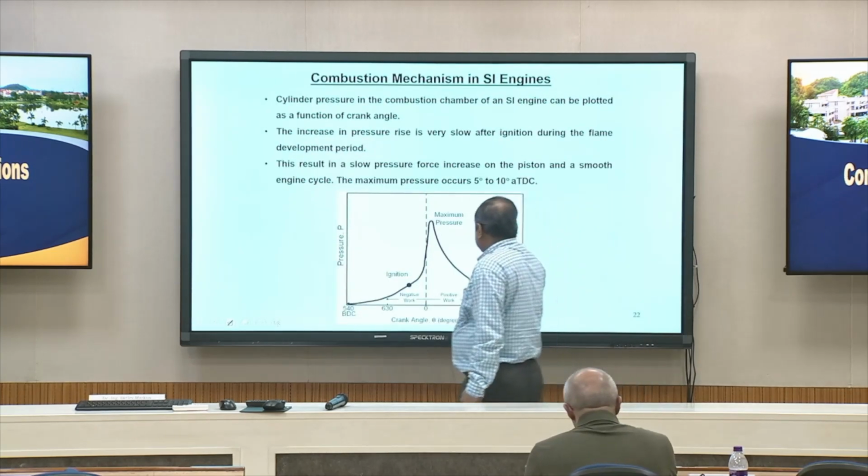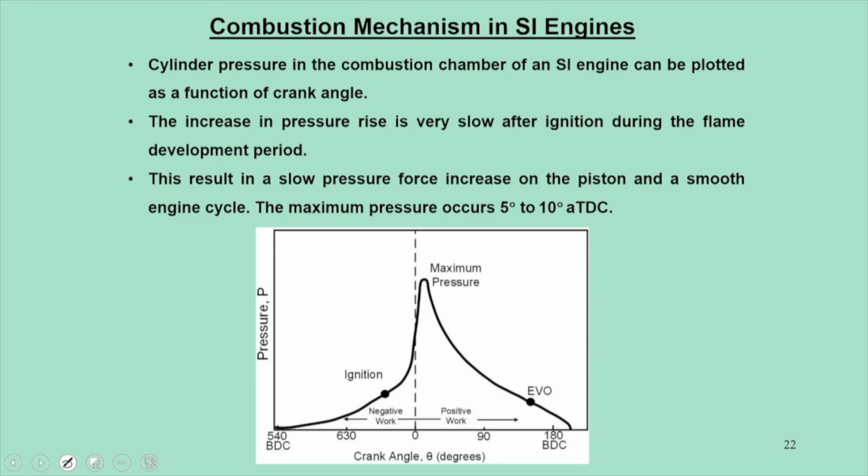This is the most classical diagram that you see in the form of a P-theta diagram, pressure versus crank angle, where we start our ignition. Maximum pressure is seen when phi is equal to 1.05.